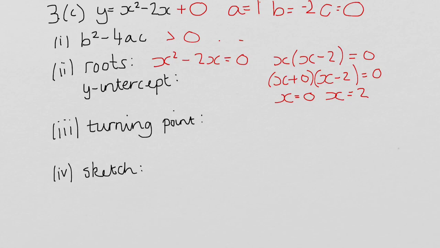When you're looking for the y-intercept, x is going to equal 0, so again you can put that into your equation to give you your value for y. And finally the turning point, before we can sketch our graph, just the same as before, x equals negative b over 2a, and then you can find your value for y. And finally sketch your graph.